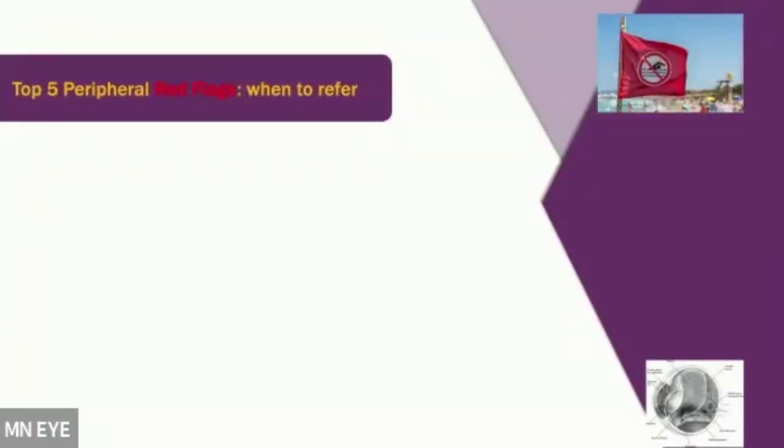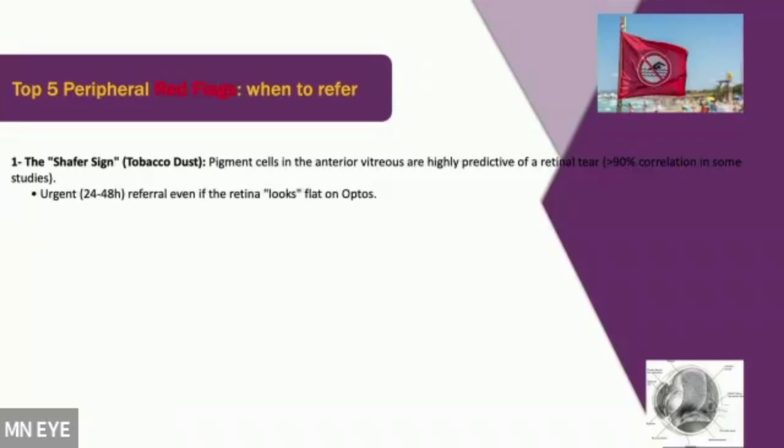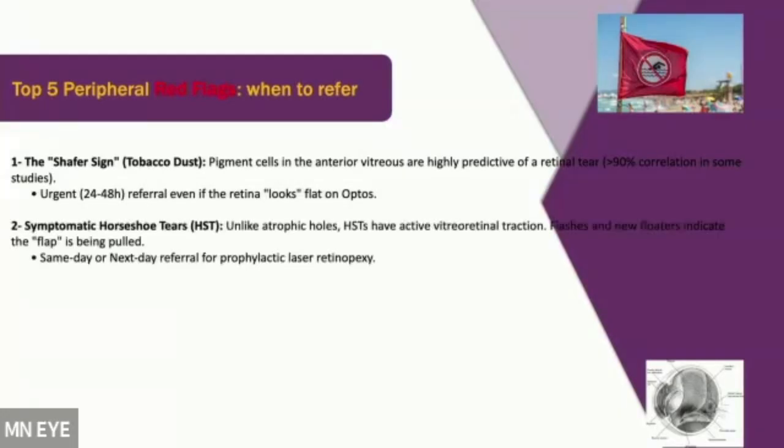So this is the last slide. Let's review one last time. 5 peripheral red flags. First, Schaefer sign. We didn't talk about this, but again, it brings up the concept of PVD and seeing pigments in the retinal periphery. If there is an acute PVD, and if you are confident the periphery is totally fine, it's probably okay to watch them. But if there is a suboptimal examination, they need to be referred. Overnight, of course not. In the next couple of days, they need to be looked at.